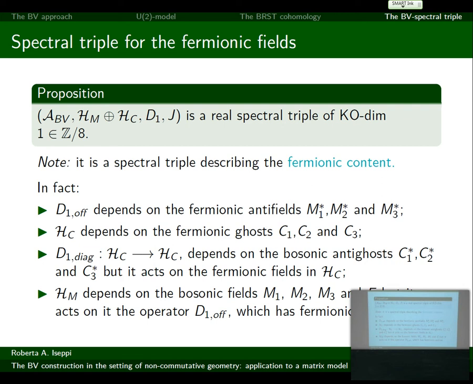Why? Because in D1 on the diagonal were appearing these antifields, which are fermionic. In HC were appearing these ghost fields that were fermionic. In D1 diagonal, the bosonic antifields appear, but in any case this is acting over something that is fermionic. And once again, HM is depending on something that is bosonic, but in any case, on it is acting something that is fermionic. So let's say that all the ingredients here involve, in some sense, fermionic fields.